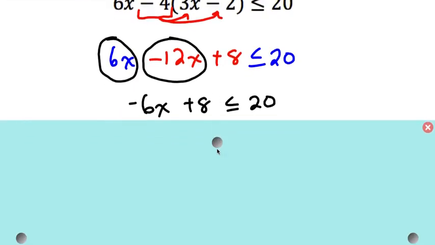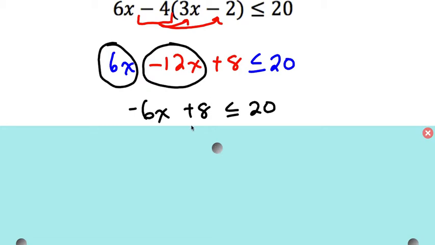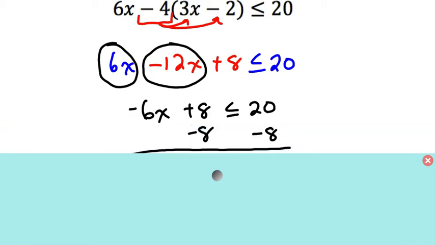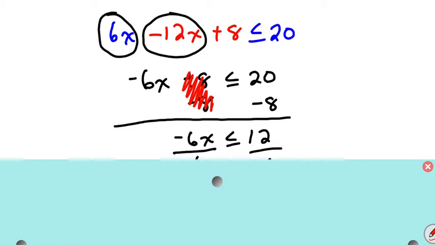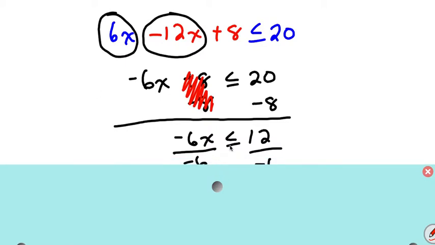And then, like I had just got done saying, we will move the 8 over. Right here it's a +8, so remember we want to do the opposite and subtract 8. So we will subtract 8 from both sides. 8 minus 8 is 0, so these are gone. The left-hand side is just a -6x, and the right-hand side, 20 minus 8, gives us 12.